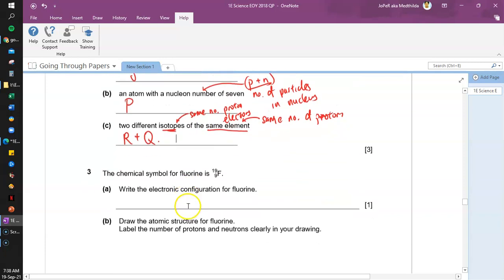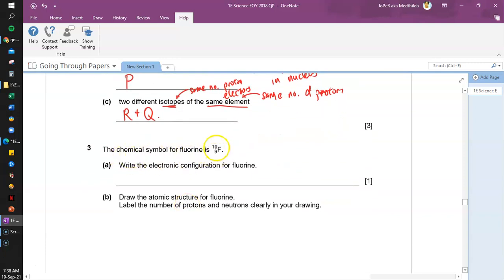Next, the chemical symbol for fluorine is F, 19 and 9. Write the electronic configuration for fluorine. Before you can write the electronic configuration, you must know how many subatomic particles are there inside. Normally you will do the PEN: proton, electron, neutron. The 9 here tells you there are 9 protons, and because this is an atom, you will also have 9 electrons because atoms are electrically neutral. So the number of protons and electrons must be the same. For neutrons, take the top number, the nucleon number, minus the proton number, and you will get 10.